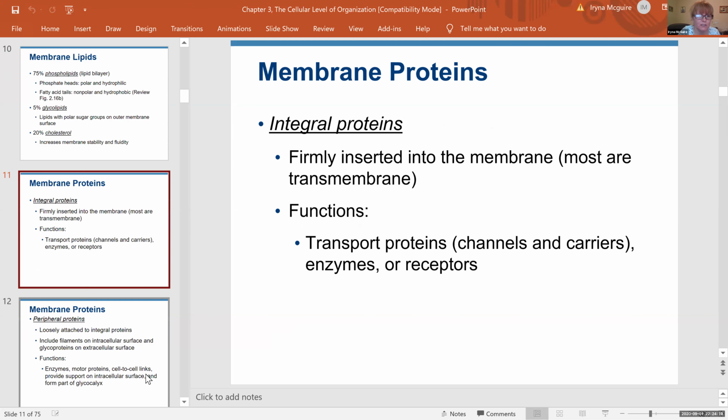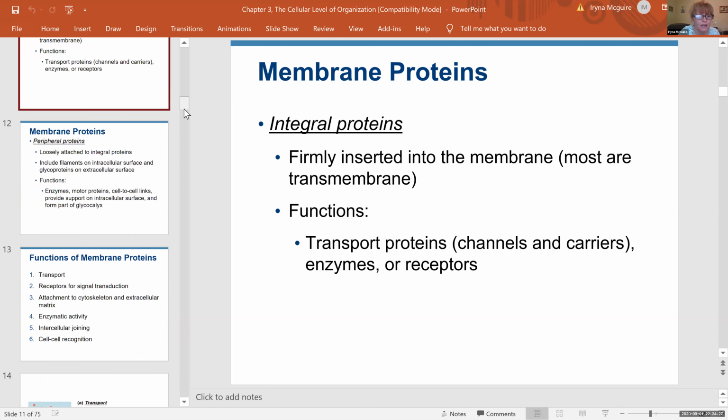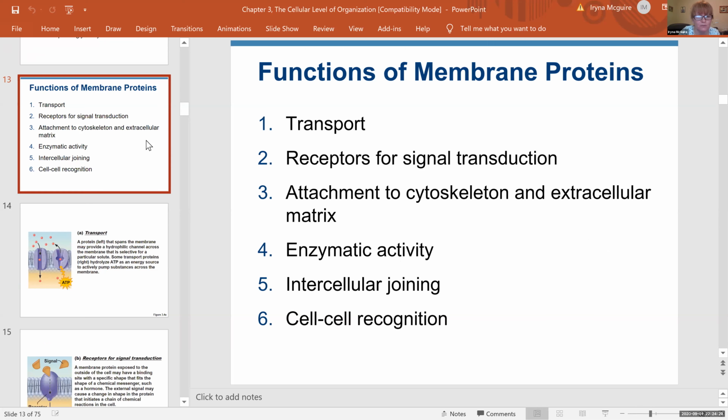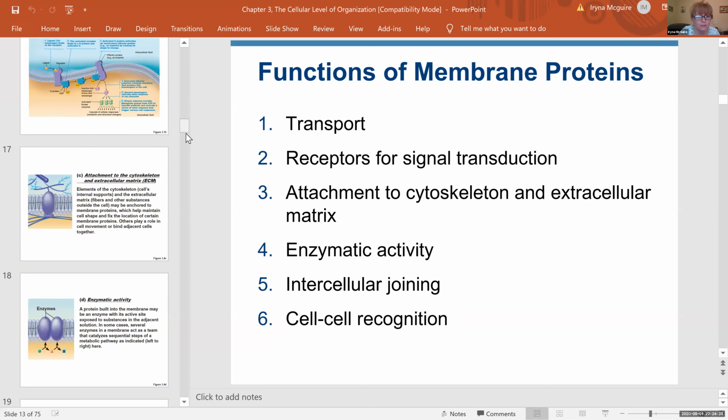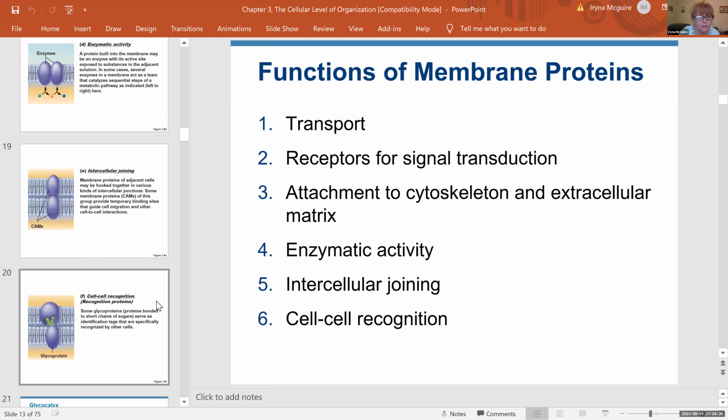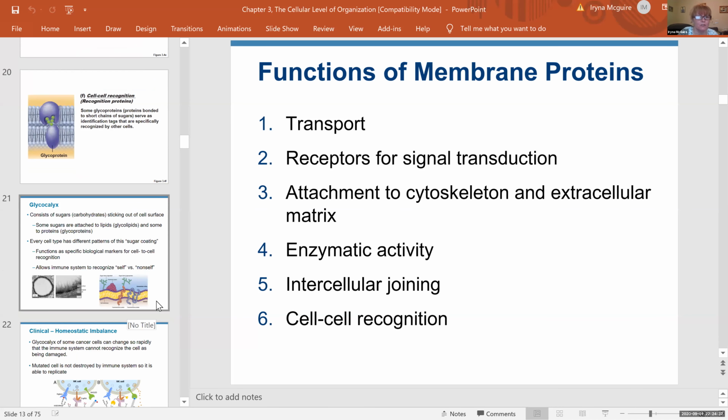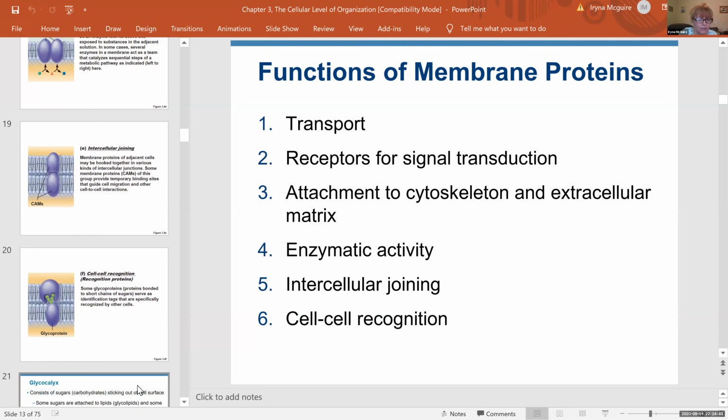And then we spent a little bit more time on membrane proteins. And we said that they can be integral or peripheral. And then there are so many functions of those membrane proteins, right? So all these pictures, you can read them again. So that's all the functions of membrane proteins. Okay, next.